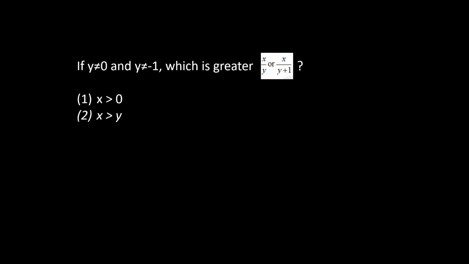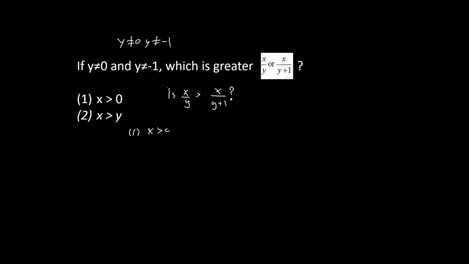Okay, so let's see this question. The question says, which is greater, this or this? So basically the question is asking me, is x over y greater than x over y plus 1, right? That's what the question is asking me. Statement 1. Again, I have to write it down. Y is not equal to 0. Y is not equal to -1.